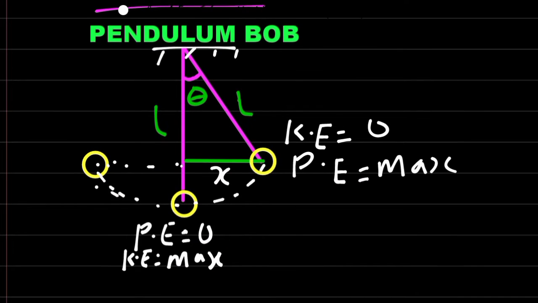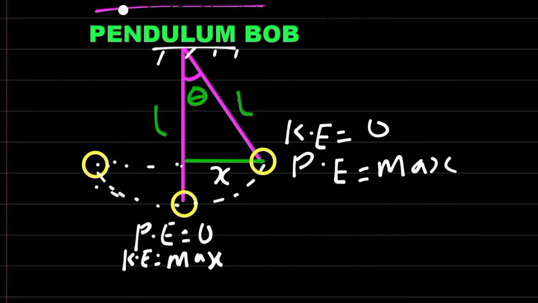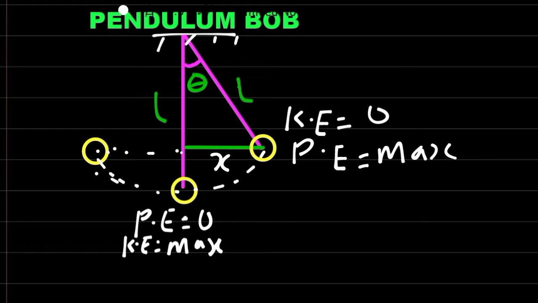Now, the diagram you can see below is the motion of a pendulum bob. Number one assumption is that the string of the pendulum bob is an inextensible string. And number two is that it is also a weightless string. These are the two assumptions that we will consider in the study of the motion of a pendulum bob. A pendulum bob is a small mass that has weight that is displaced through an angle theta and is allowed to oscillate on its own.